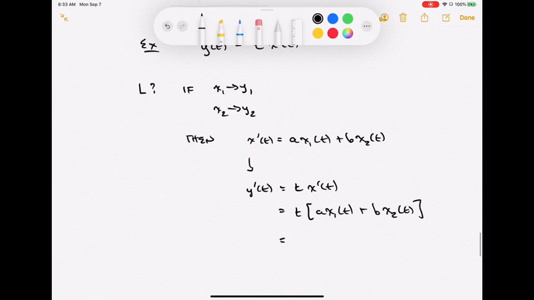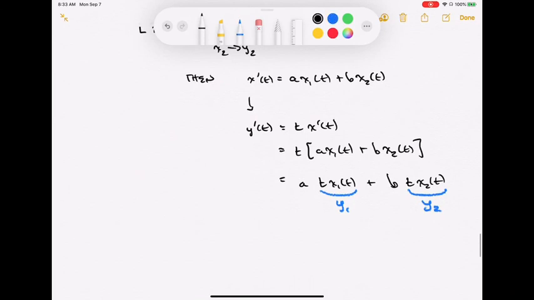If I go ahead and do a little math on this, this is an a t x1 of t plus b, and I'm going to have t x2 of t. This first t x1 is just y1. This t x2 is just y2. And so what do I get? I get y prime of t. The output to this linear combination of inputs is just that linear combination of outputs. It's that same linear combination on the outputs.